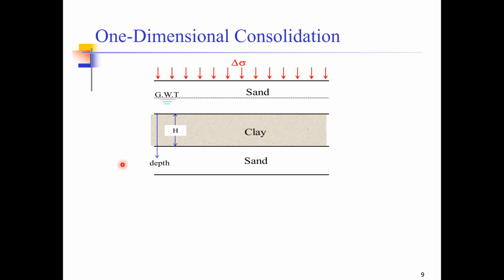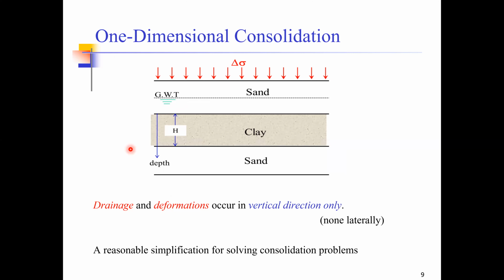Now, there is another concept that you should know before we move ahead, and that is one-dimensional consolidation. What is one-dimensional consolidation? One-dimensional consolidation is a simplification of the real field scenario. In the real field, the settlements take place in three dimensions. However, we simplify the overall scenario and assume that the settlements are only taking place in one direction.